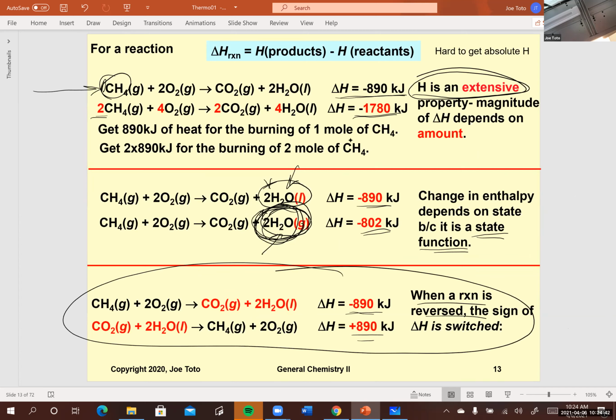When you reverse a reaction, or consider the products as reactants and the reactants as products, then the delta H is not the same, but it's related. And it's related by an inverse sign. All right, any questions on that?